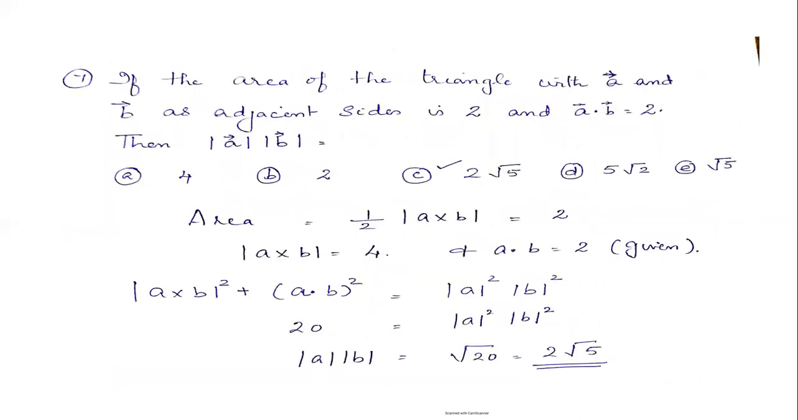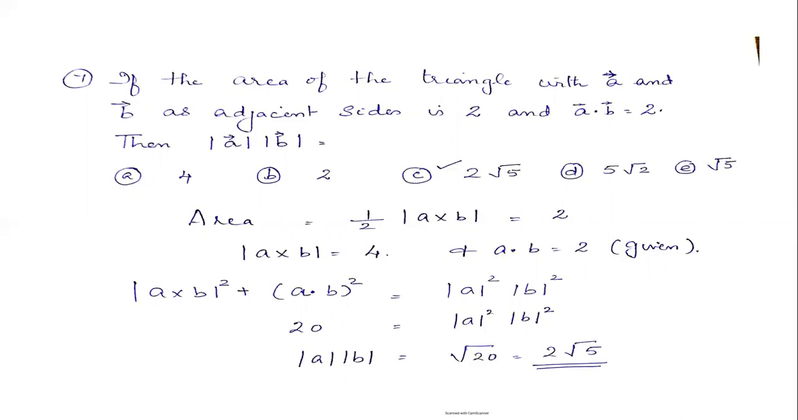The last question. If the area of the triangle with A and B as adjacent sides is 2 and A dot B equal to 2, then what is mod A into mod B? So it is given that the area of the triangle is equal to half of the modulus of A cross B, which is given as 2. So modulus of A cross B equal to 4 and A dot B is equal to 2.